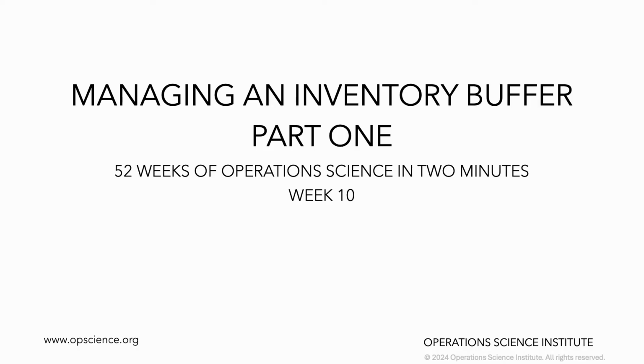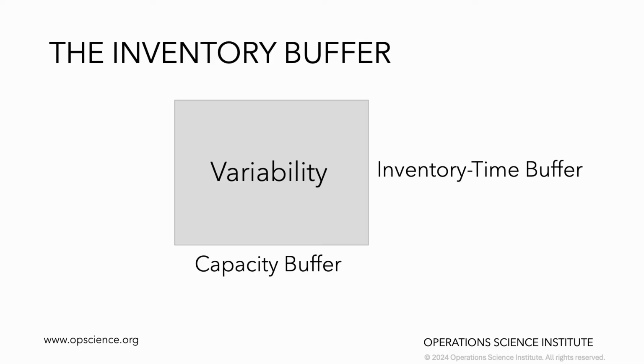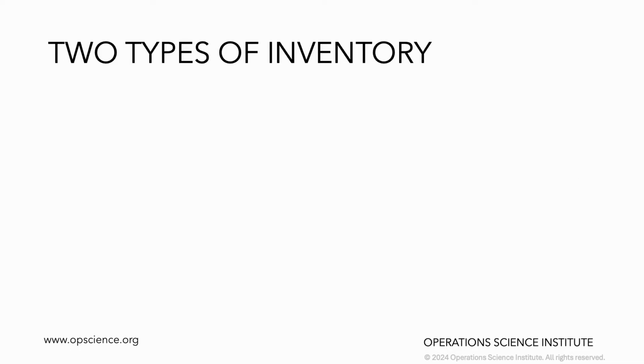Welcome. This week we have part 1 of the dynamics of managing an inventory buffer, which will lead us eventually to financial recommendations and implications for inventory management. In the fundamental operations science framework, the topic is the inventory portion of the buffer portfolio. From an operations science perspective, there are 2 types of inventory due to the nature of their most basic function.